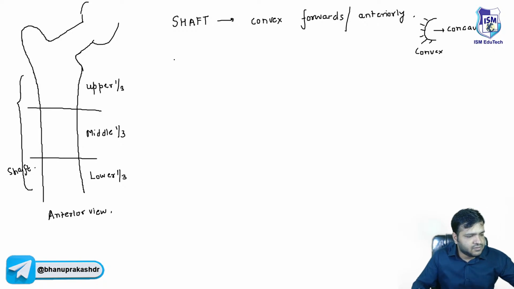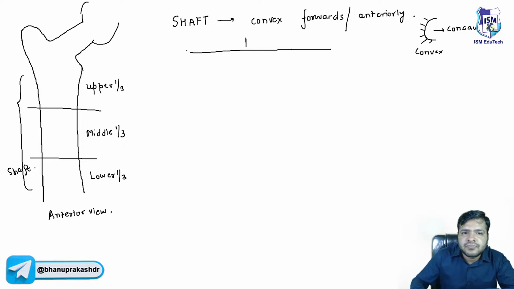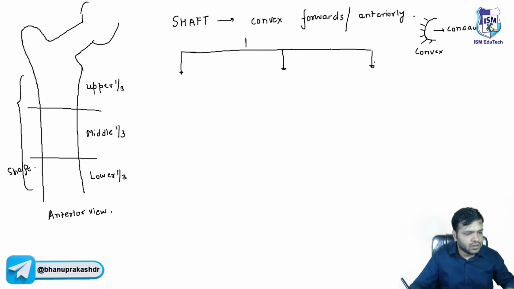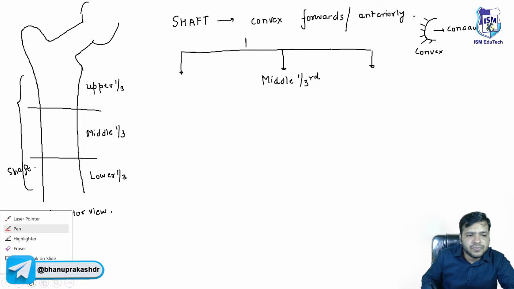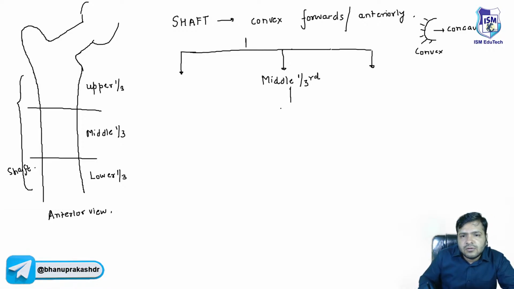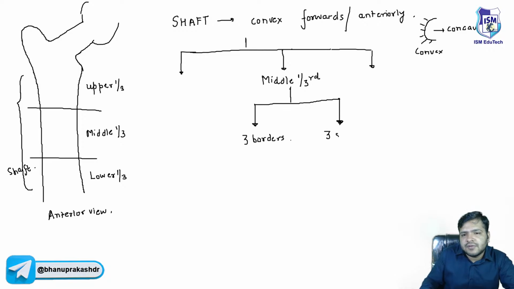Now this shaft, let us discuss it in the form of a flow chart right now. Remember, beta, the middle 1/3 I will discuss first. The middle 1/3 is very easy to understand. It is divided into 3 borders and 3 surfaces. We have 3 borders and 3 surfaces.